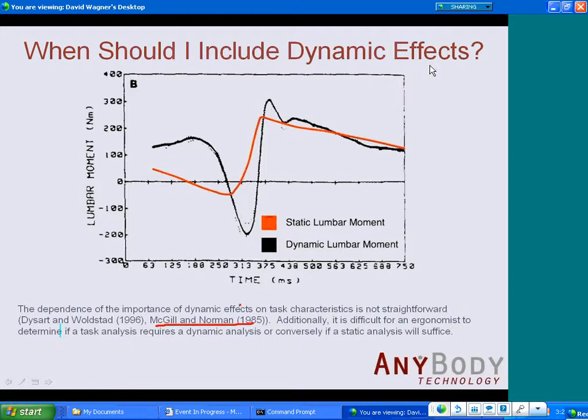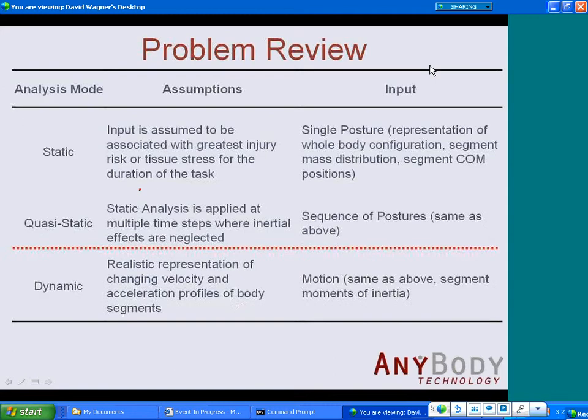So once again, I've talked a little bit about static analysis, quasi-static analysis, and then potentially dynamic analysis. There are even some others in here, quasi-dynamic analysis, which I'm going to ignore right now. But this is just a table of what I mean by that. Static analysis is taking a single posture from a mannequin, applying forces to that mannequin, and calculating joint moments and low back compression from that single posture.